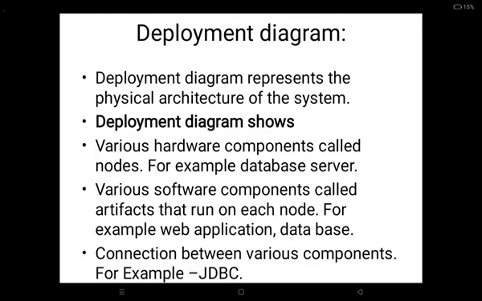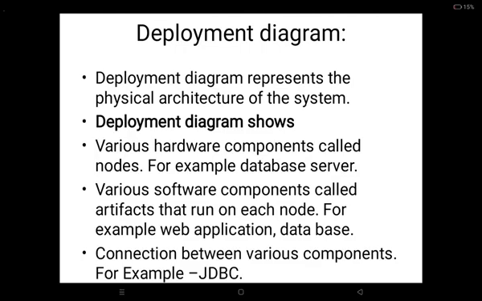Okay, it represents the physical architecture of the system. What are the hardware components? What are the software components? What is the connection between the components? That's all. The deployment diagram is only for the hardware components, which are called nodes. What are the software components? The software components are called artifacts. An artifact is the software that runs on each node.